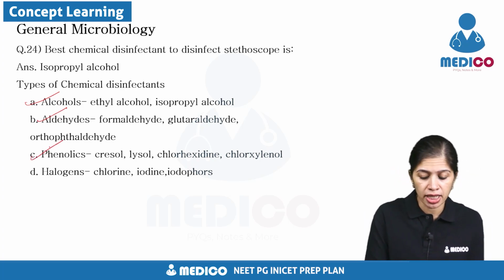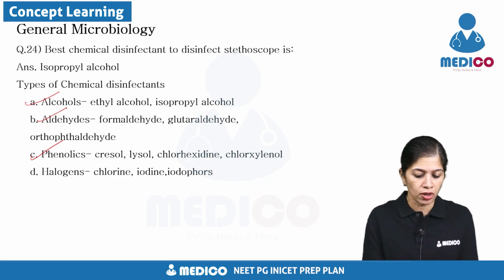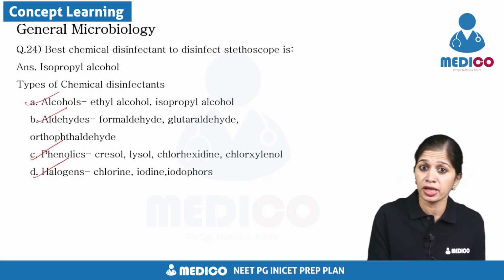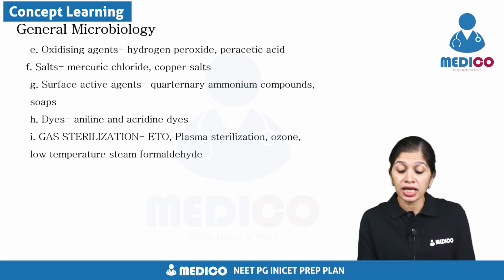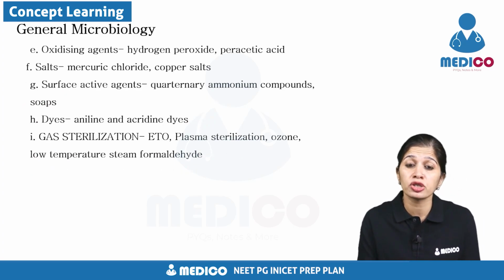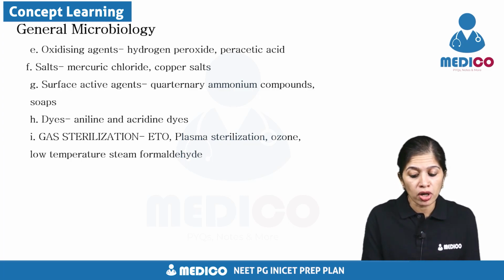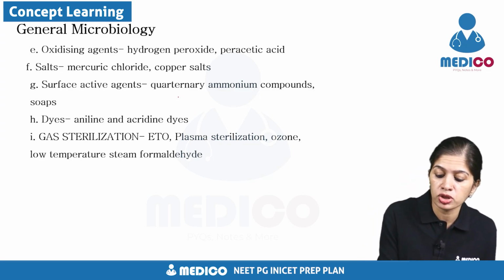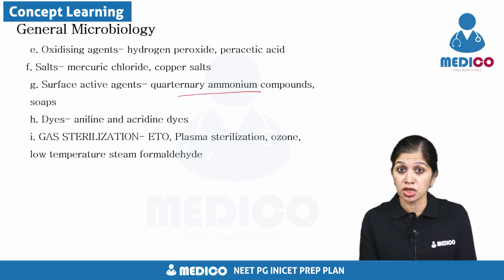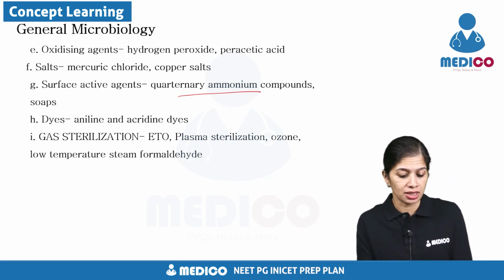You've got phenolics, that is cresol, lysol, chlorhexidine and chlorxylenol. Halogens we already mentioned, iodine and chlorine. Oxidizing agents, that is hydrogen peroxide and peracetic acid. Mercuric salts and copper salts can be used. Surface active agents, which are very popular now, which are the quaternary ammonium compounds in soaps. You've got dyes, which are aniline and acridine dyes.